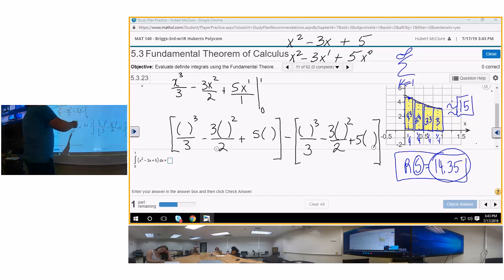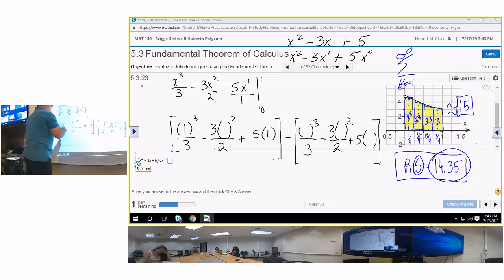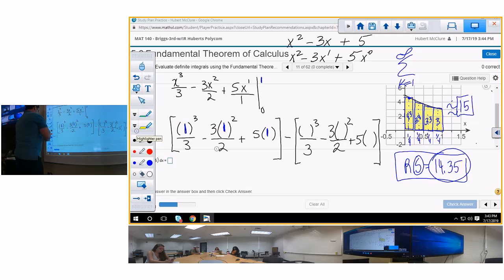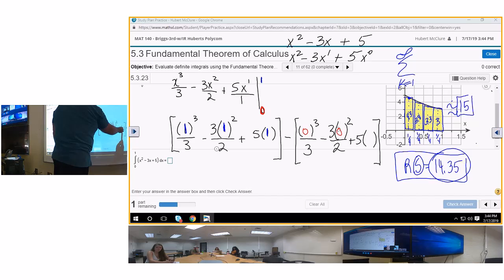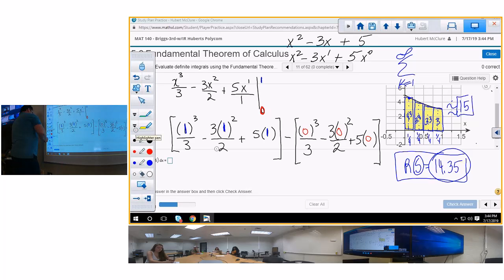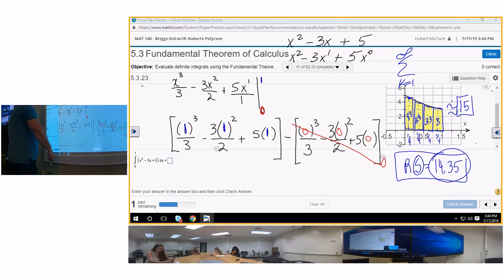Now, what am I going to plug in first? I'm going to plug in the 1 because it's the highest number. And then the 0, plug that in right here. Now, what's great about 0? It cancels everything out, so you can just go ahead and cancel all this out. Okay, that goes to 0. And therefore you're left with this.